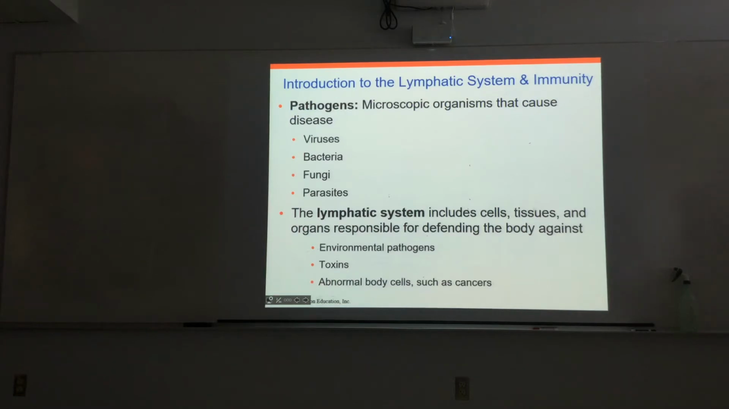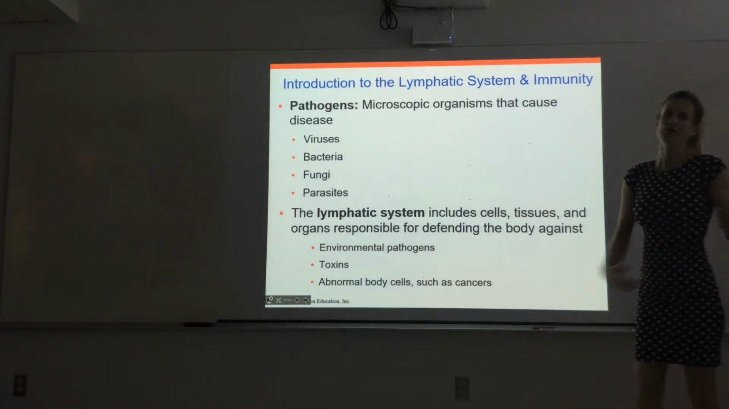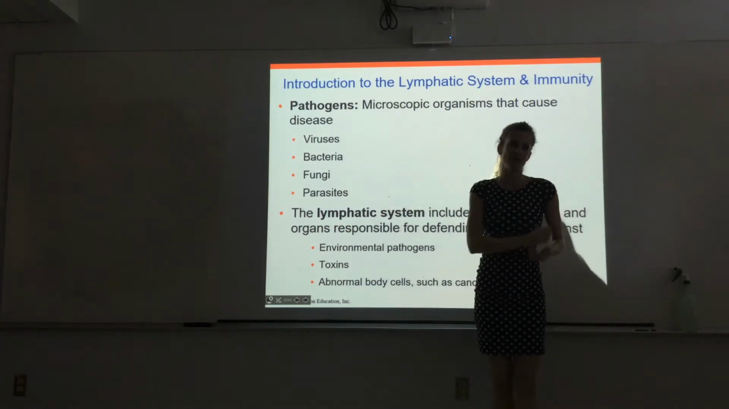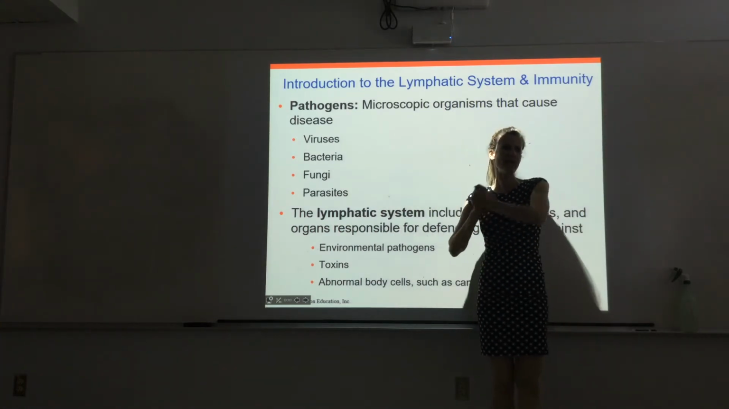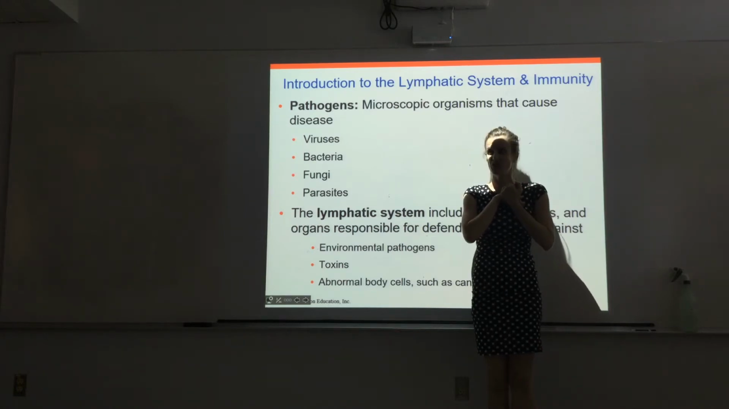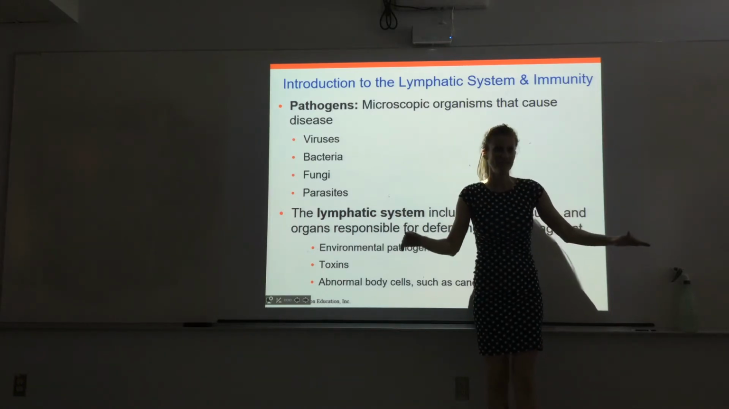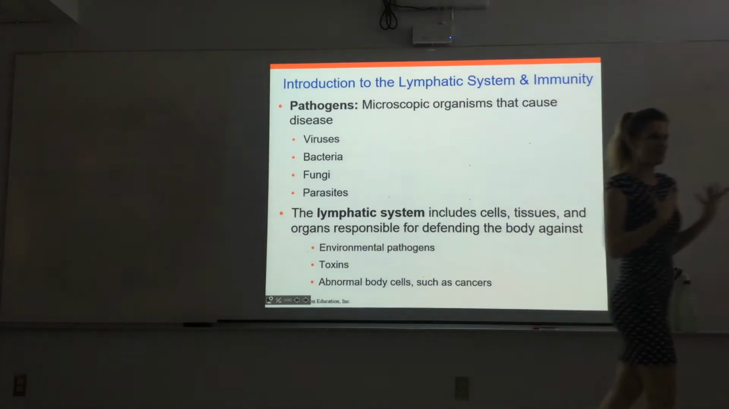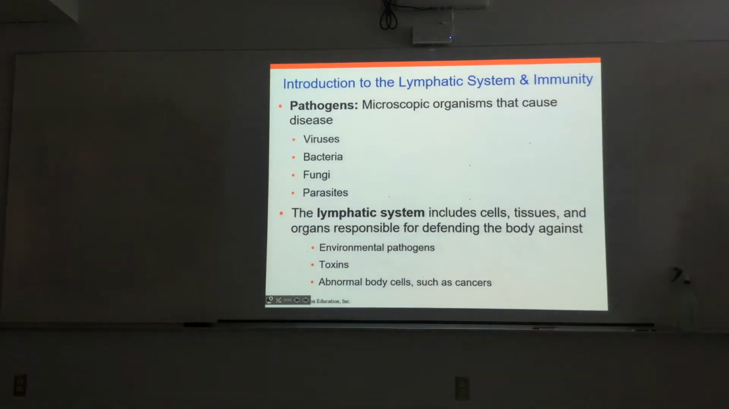So if we're going to talk about the lymphatic system and immunity, we have to talk about pathogens. We have to have a clear understanding of what we mean by the word pathogen. A pathogen is just an organism that causes disease. Your textbook says microscopic organism that causes disease, but I would argue that there are some parasites that are not microscopic, they're rather large. So an organism that causes disease, I think, is a better explanation of what a pathogen is. So this could be any organism that causes disease.